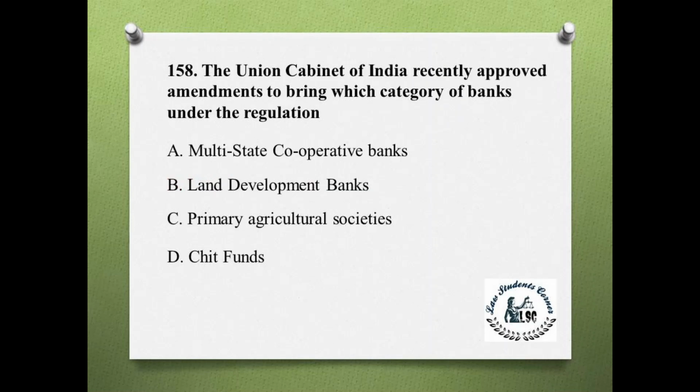Question number 158. The Union Cabinet of India recently approved amendments to bring which category of banks under the regulation? Option A, multi-state cooperative banks. Option B, land development banks. Option C, primary agricultural societies. Option D, chit funds. Correct answer is option A, multi-state cooperative banks.